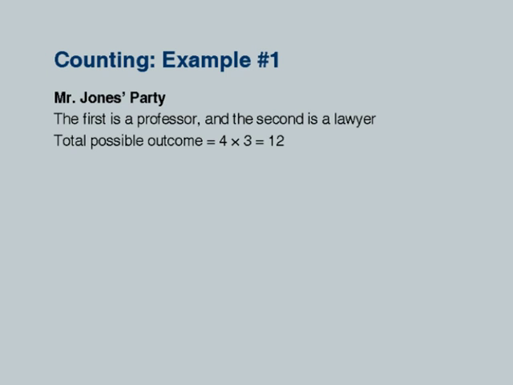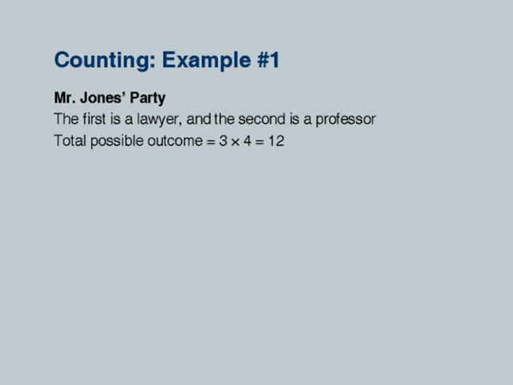Then we go to the specific cases which constitute of having one professor and one lawyer. The first case, A, says the person coming first is a professor and the person coming second is a lawyer. What is the possibility? How many different ways can it happen like that? Number 4 times number 3, 4 for the professor and 3 for the lawyer. So, in 12 different ways you can have that.